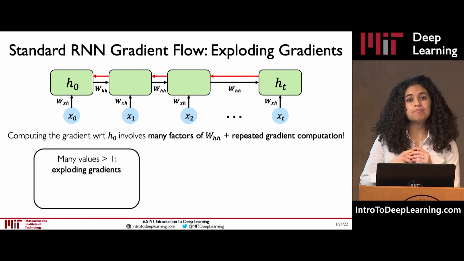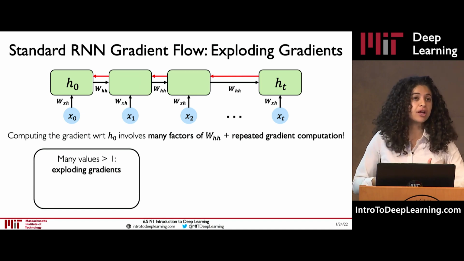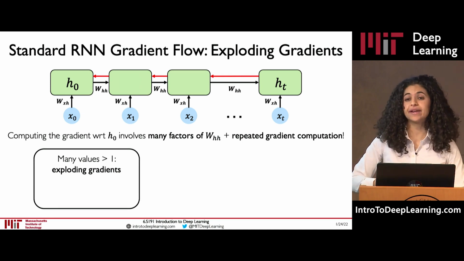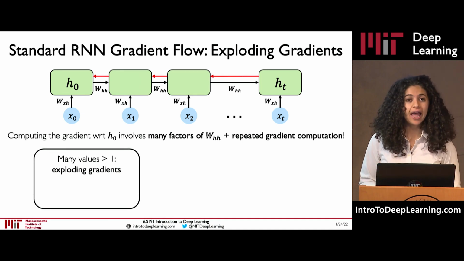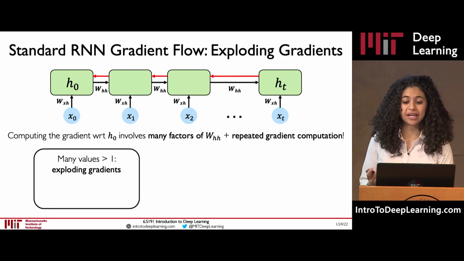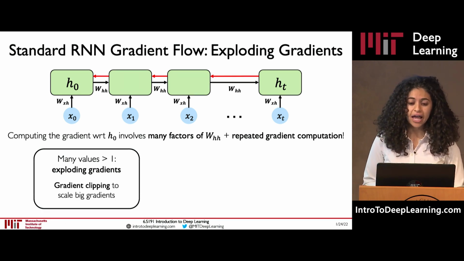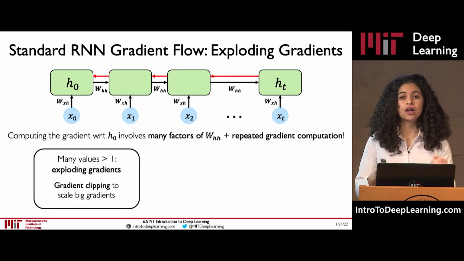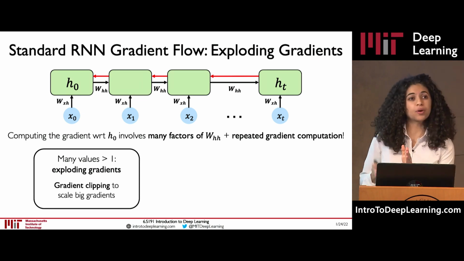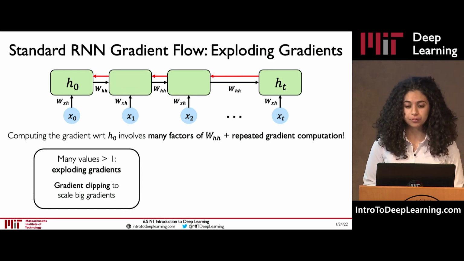Well, if we have many of these weight values or gradient values that are much, much, much larger than 1, we could have a problem where during training our gradients effectively explode. And the idea behind this is the gradients are becoming extremely large due to this repeated multiplication operation, and we can't really do optimization. And so a simple solution to this is called gradient clipping, just trimming the gradient values to scale back bigger gradients into a smaller value.